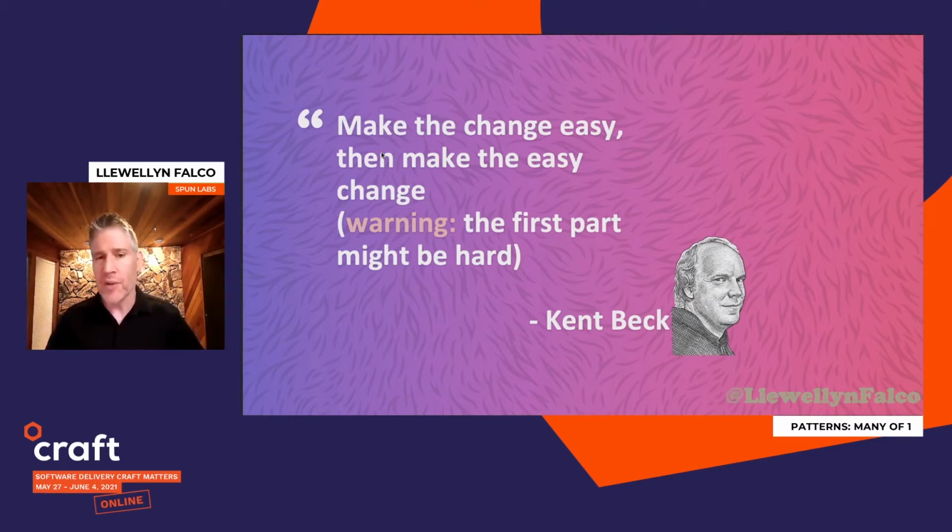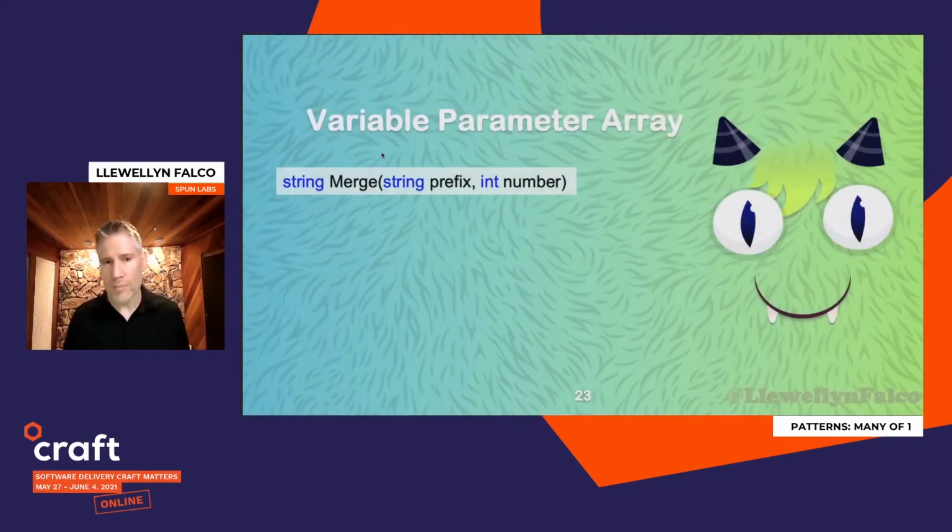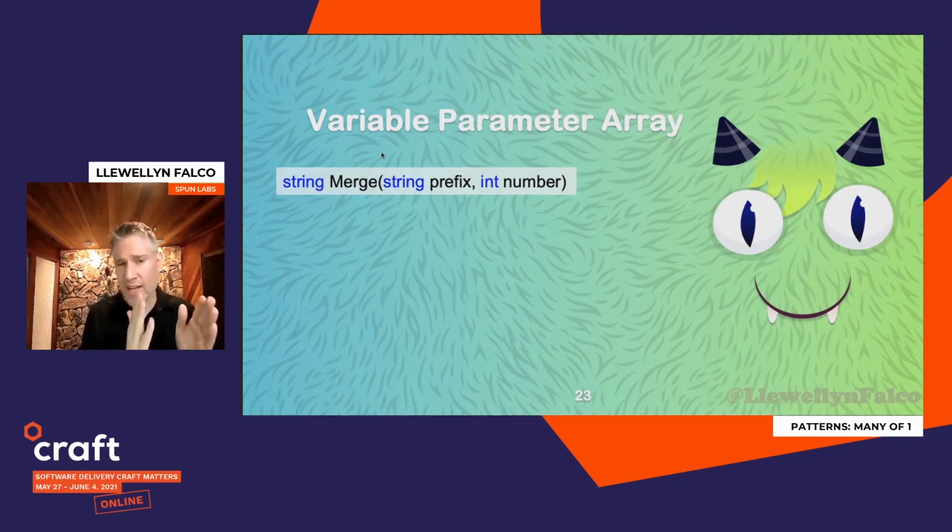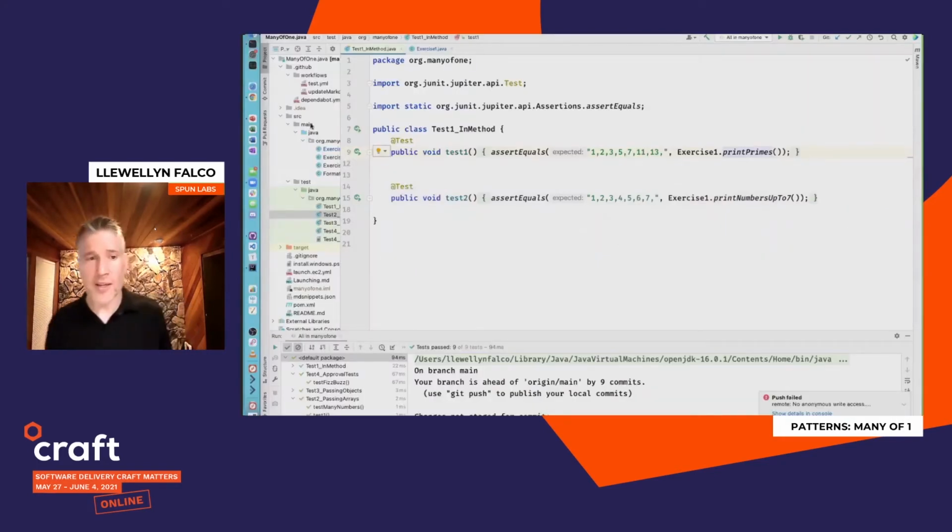Warning, the first part might be hard. I bring this up because I want you to pay attention to what I do to refactor this versus what I do to actually add the feature. They're going to be very different amounts of work. So basic idea of a variable parameter array is instead of taking a single int, we take an array of ints. And the compiler puts that together for us. So let's take a look at our situation here.